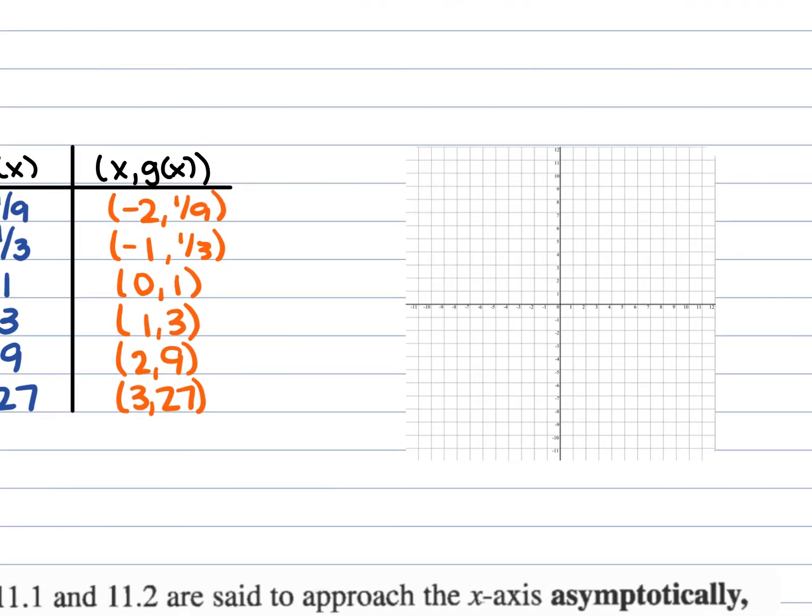So negative 2, 1/9, again, is very close to that x-axis. Then negative 1, 1/3, 0, 1, 1, 3, 2, 9, and 3, 27 is not going to fit on that coordinate plane. So we're just going to use these points that we have, draw our line through them. We get that curved line.